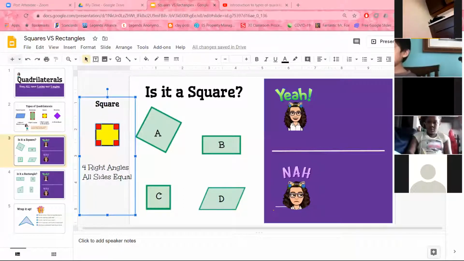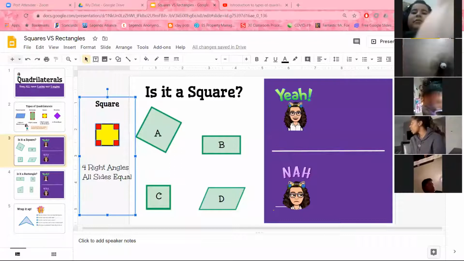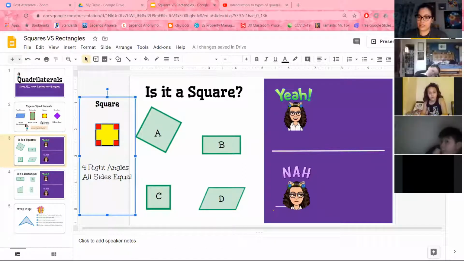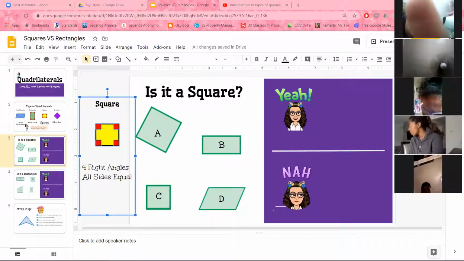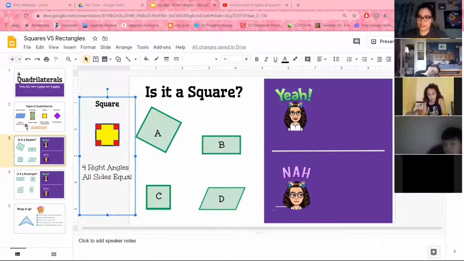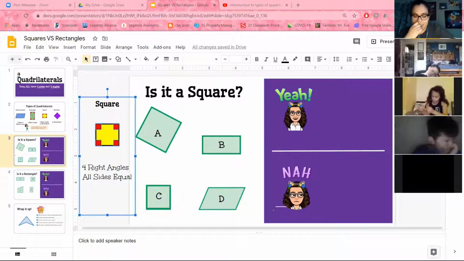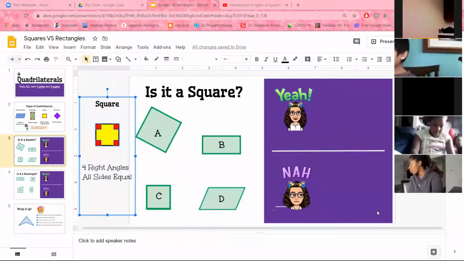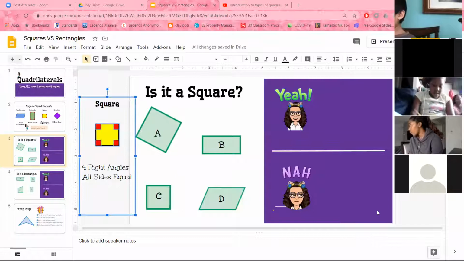All right, and it looks like everyone has their paper now, so I'm gonna go ahead and start the 1 minute. I'm gonna pick 4 random people.